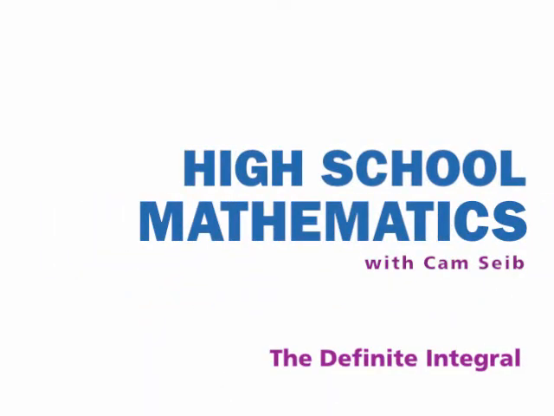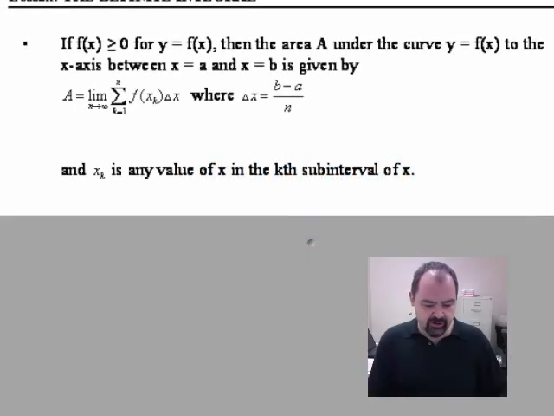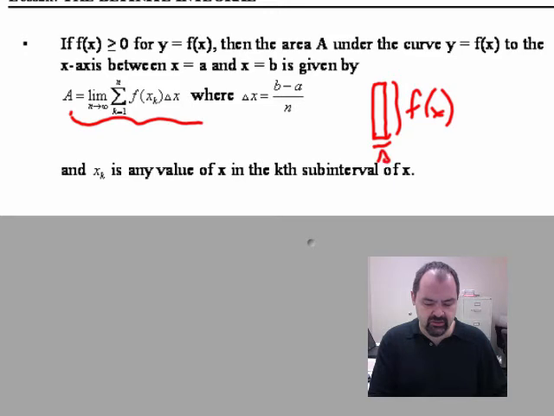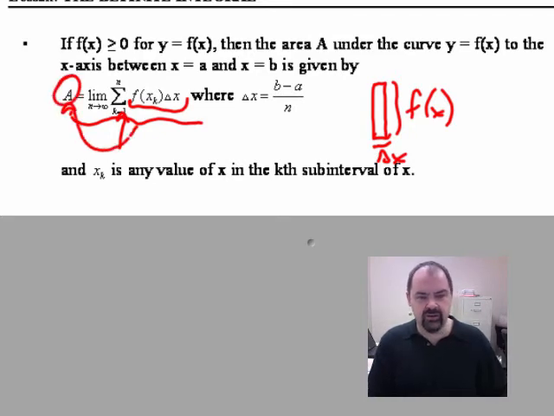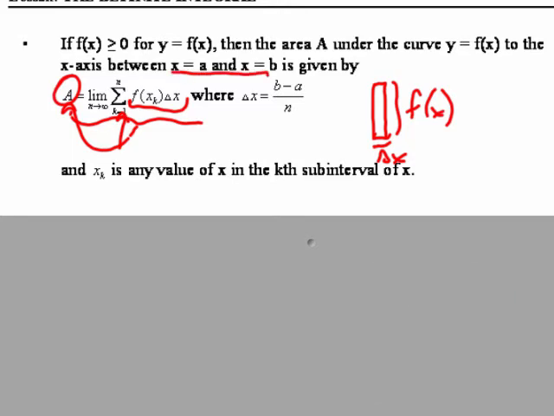Okay, up to this point you should have a pretty good idea of how to calculate the area under the curve using the limit of a Riemann sum, which is what this expression here is. We take n rectangles, we multiply our length times our width, which is our y value f of x times our width delta x, and we sum n rectangles up through the summation k from 1 to n, and then we do the limit of that. And if we do that, we get the area under the curve between x equals a and x equals b.